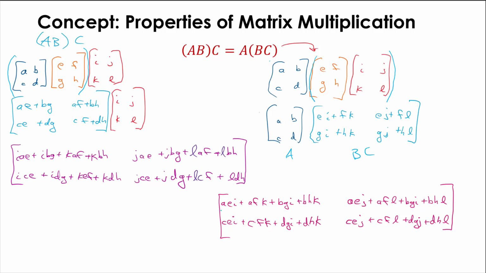Well, here I have, let's say, IAE, that's the same as AEI. I've got IBG, that's the same as BGI. I've got KAF, that's the same as AFK, and I've got KBH, that's the same as BHK. Looking over here, I've got ICE, I've got CEI, I've got IDG, that's DGI, I've got KEF.